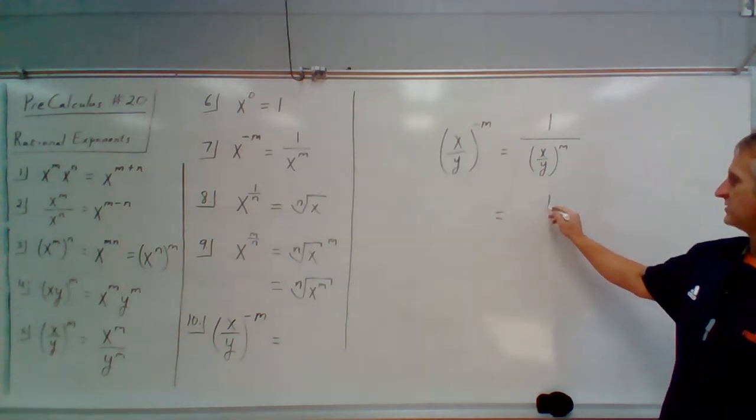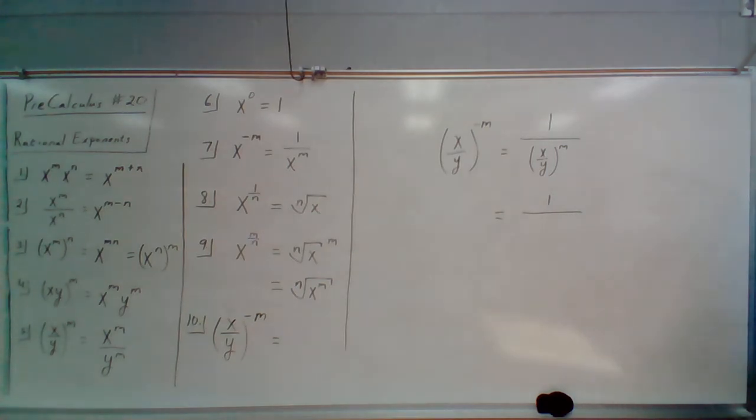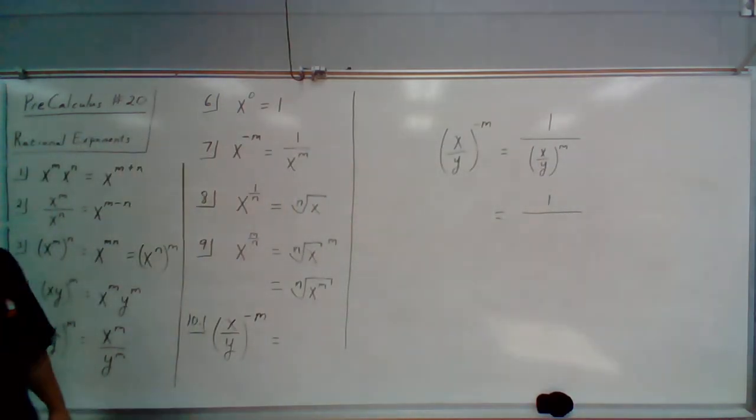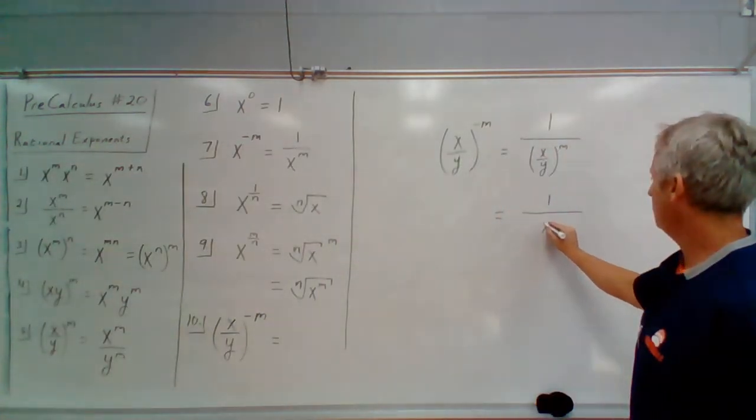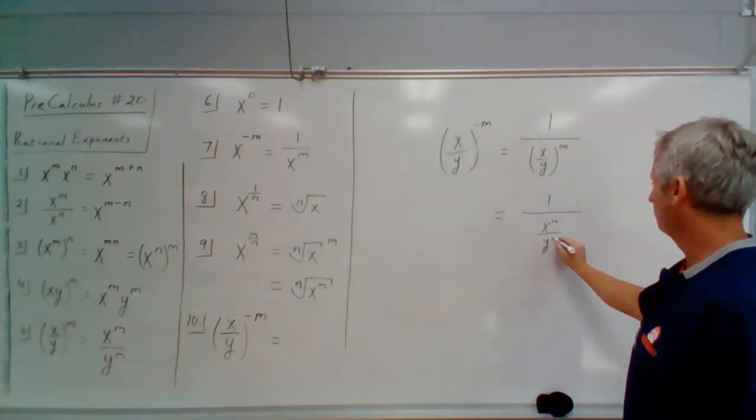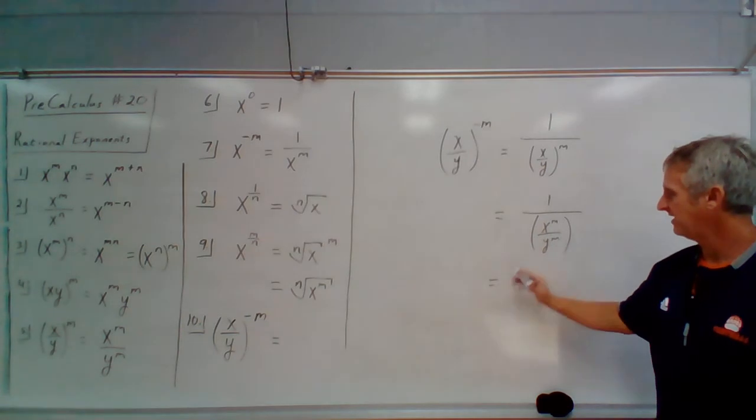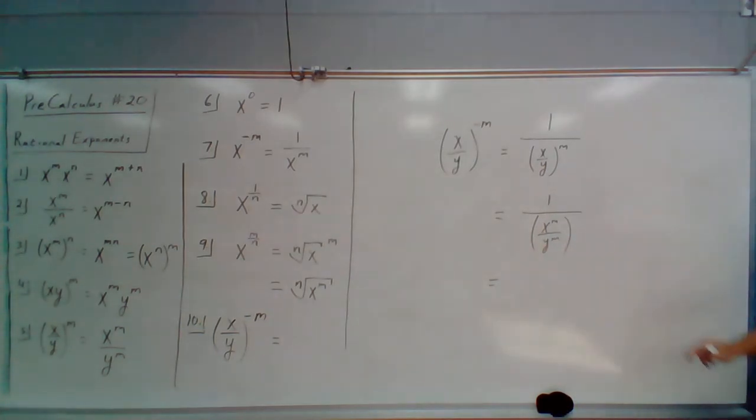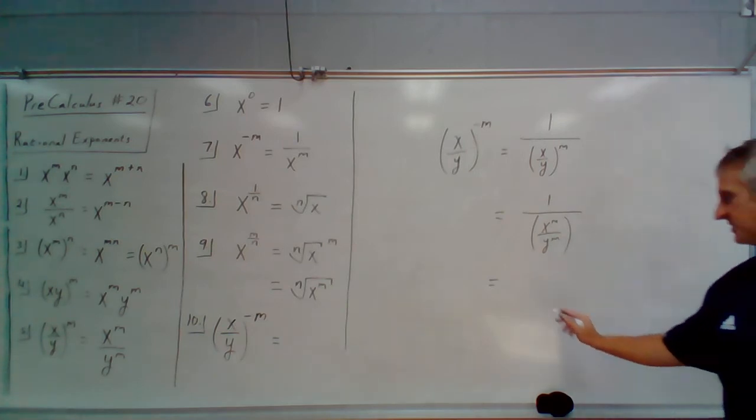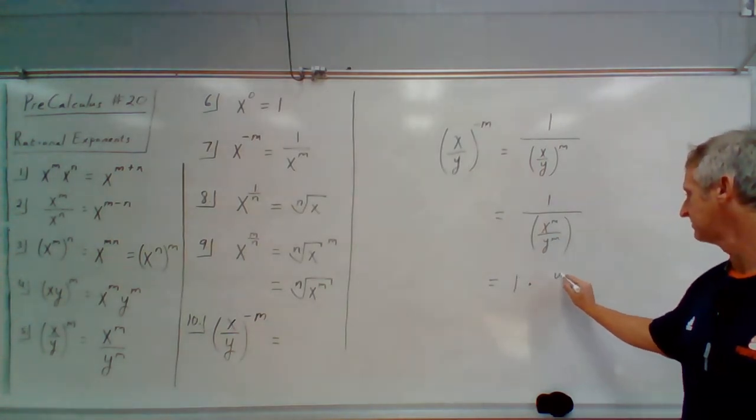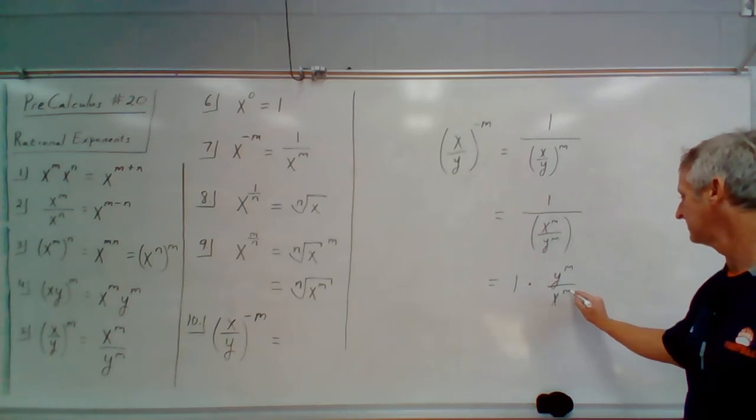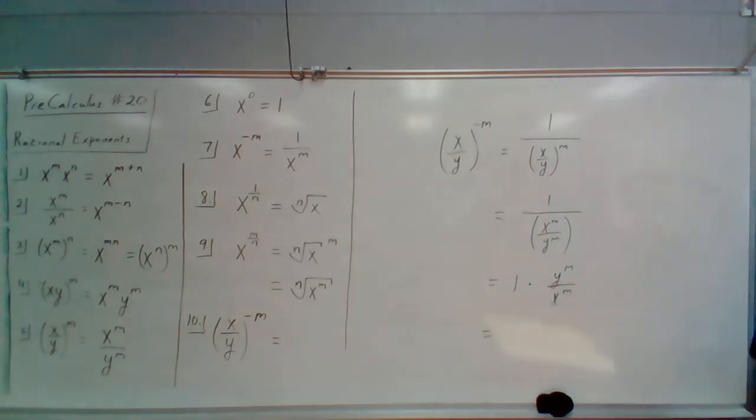So that's 1 over. Now rule number 5 over on the board says that if I have a fraction raised to an exponent, that exponent can apply to both of those. So that would be 1 over x to the m over y to the m. Now I have 1 over a fraction. Dividing by a fraction is the same thing as multiplying by the reciprocal. So that would be 1 times y to the m over x to the m. Well, 1 times anything is just itself, so that's y to the m over x to the m.